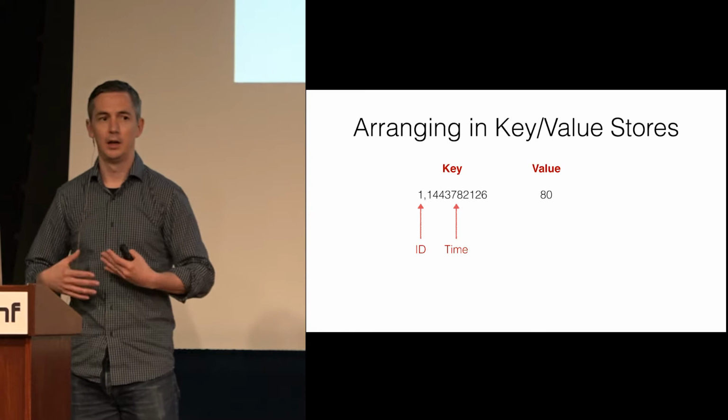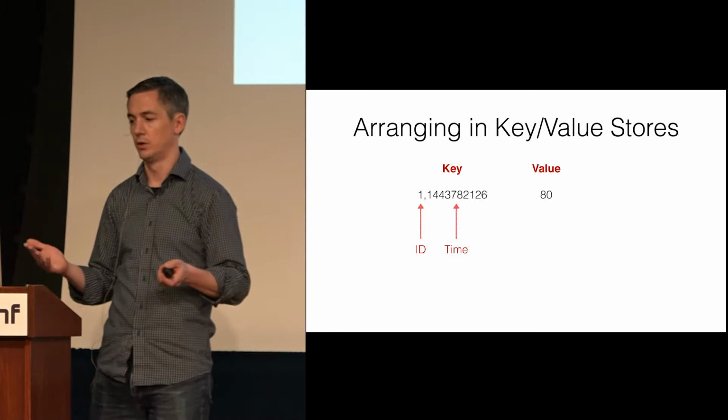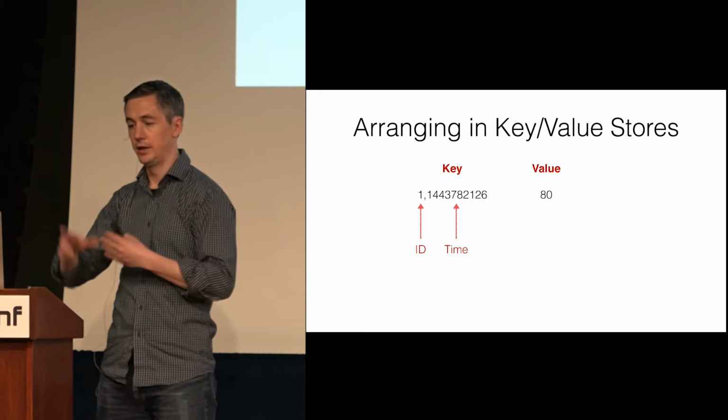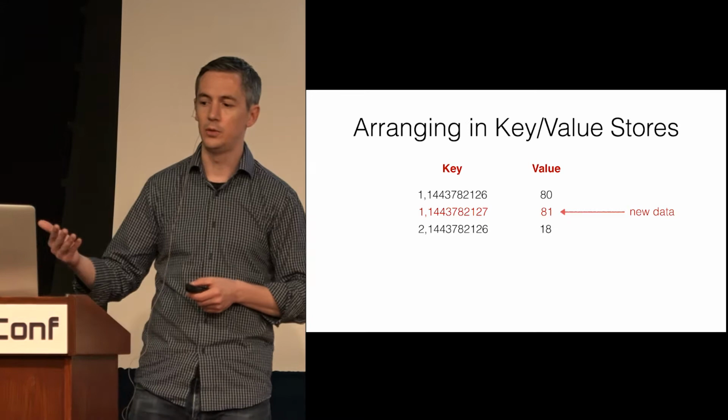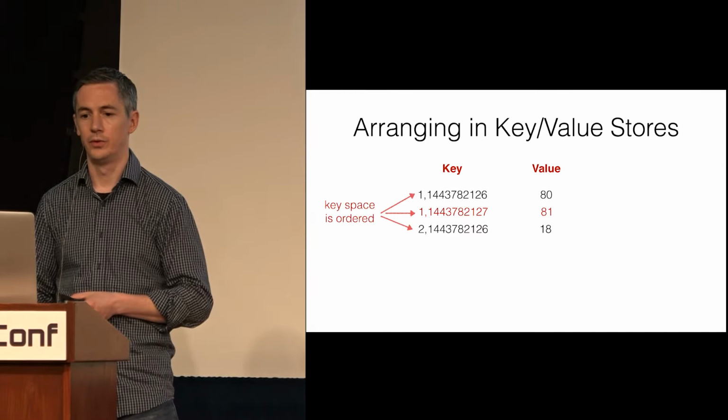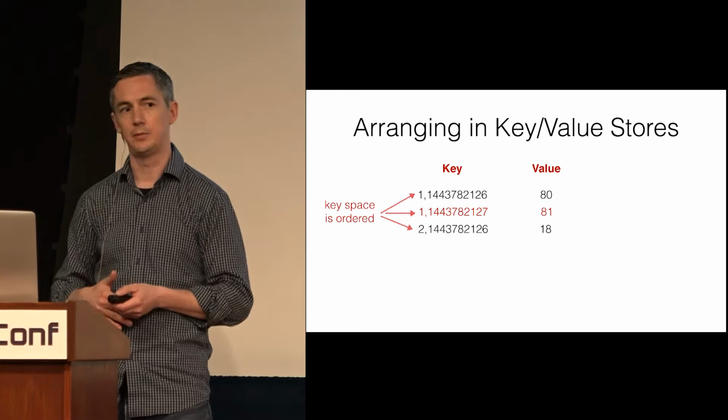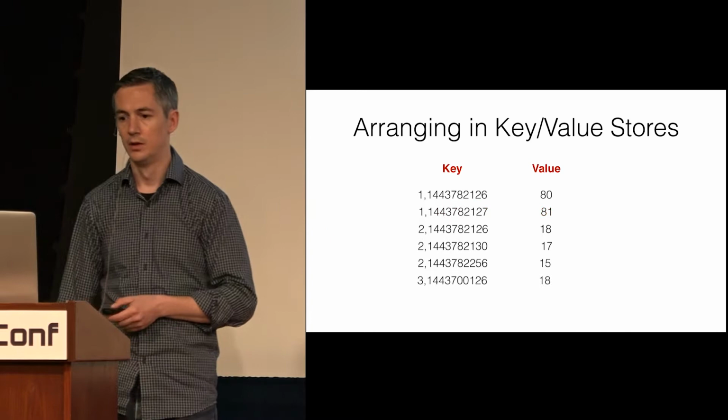Looking at how to organize time series data in, say, a key value store, this is one way you could do it, right? You have the key, which is your ID, and then a timestamp, and then you have a value. Here we have one value in series one and one value in series two. If we were to insert a new value into series one, we just put it there in the key space. The important thing is that the key space needs to be ordered. You need to be able to do a range scan over the key space to get your data in time series order. Here's just inserting more.